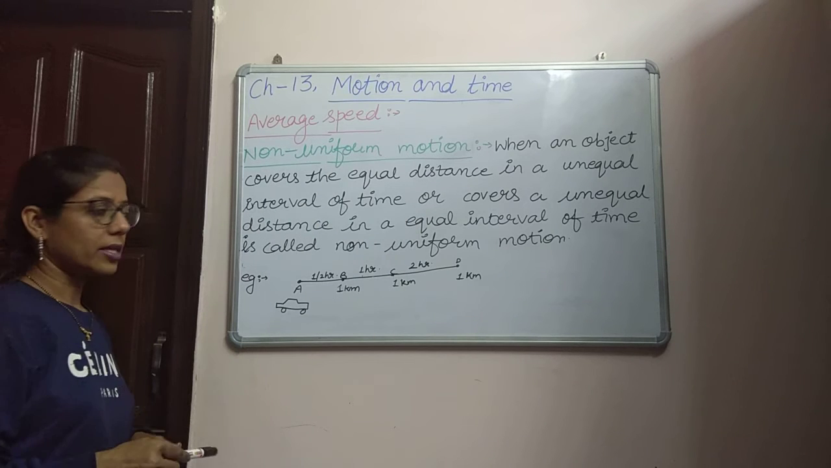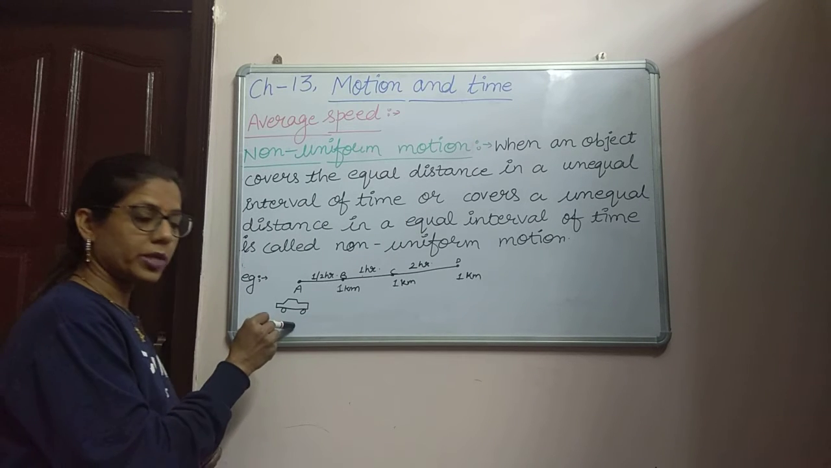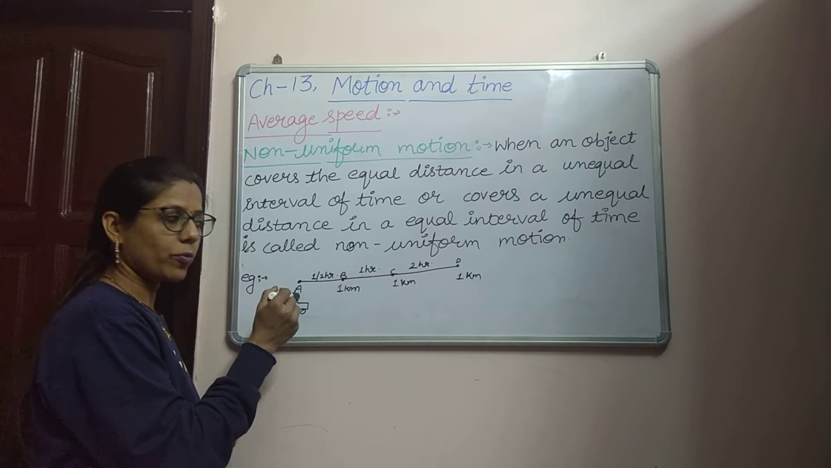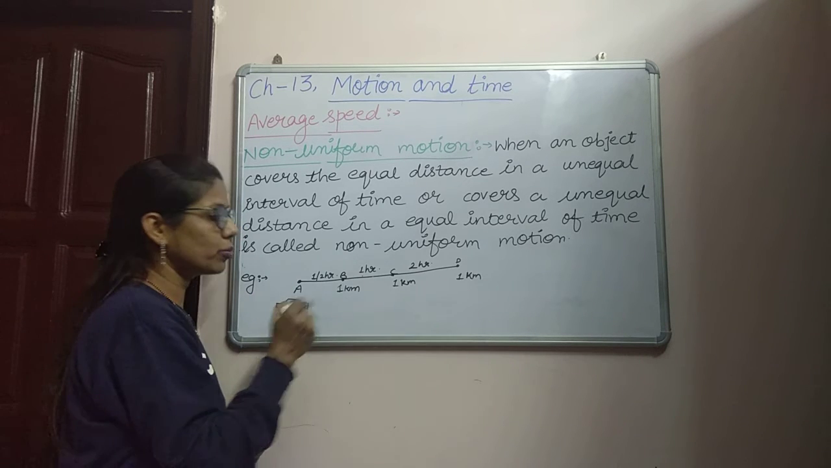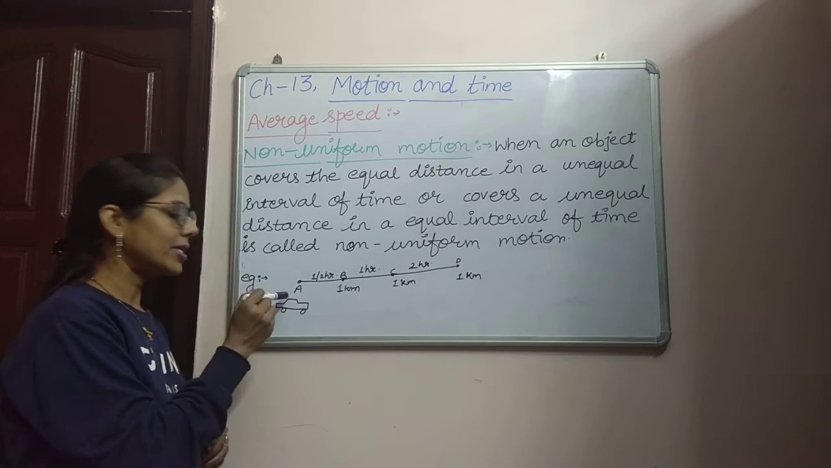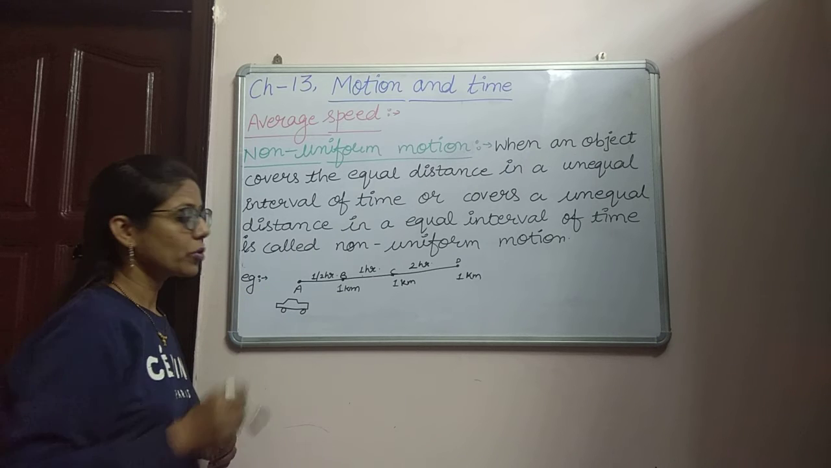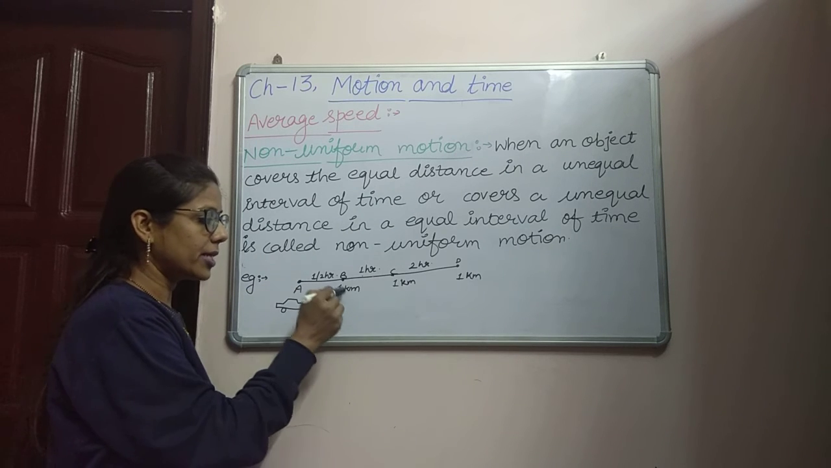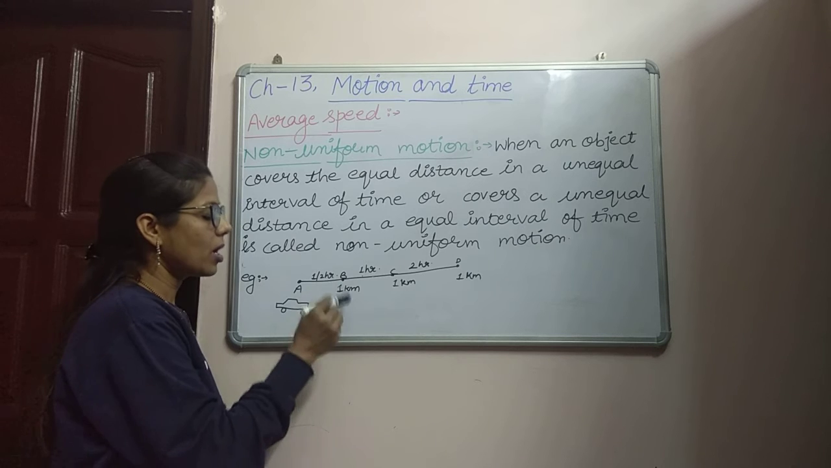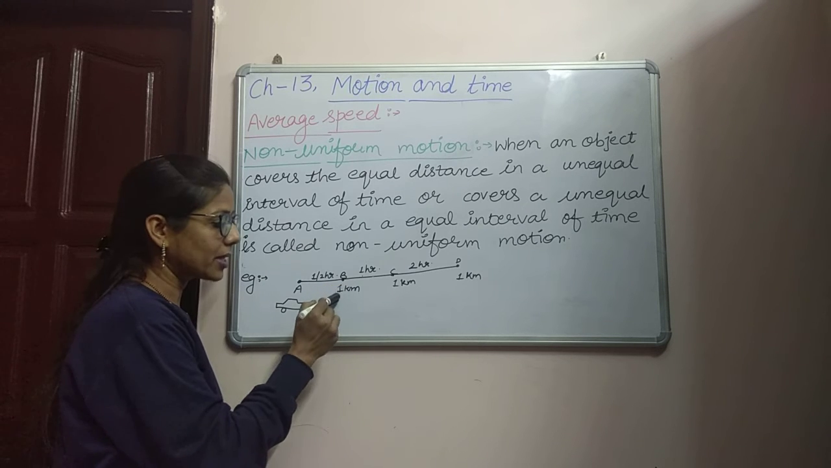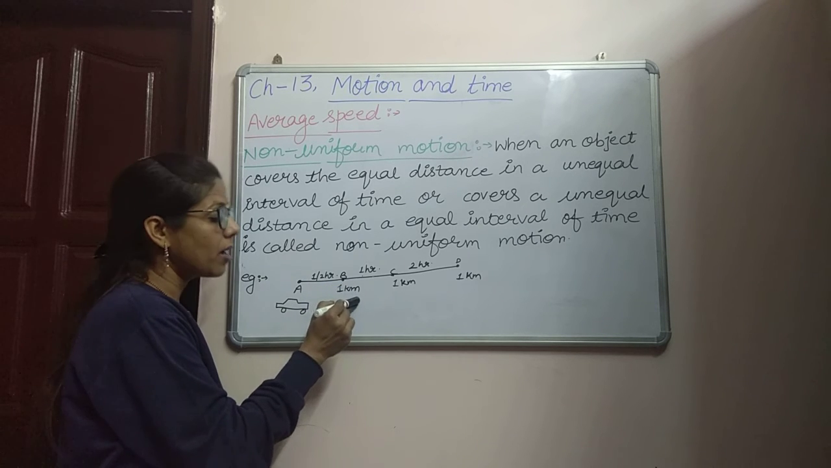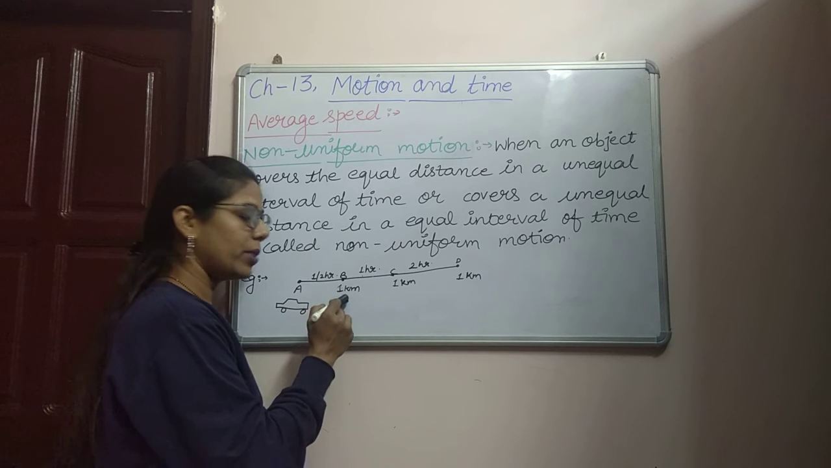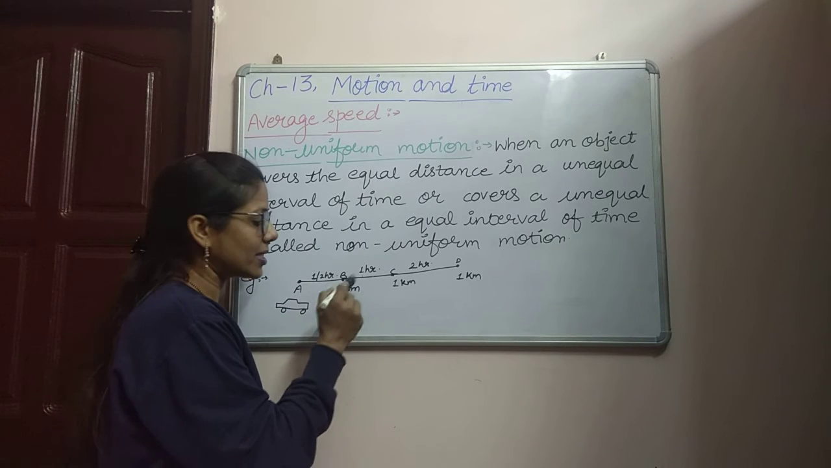You can see in this example, again this is an object and it has to move from point A to D point. It will start its journey from A point. Now it has reached the B point. And for reaching the B point, it is covering 1 kilometer, but it is taking half an hour. After reaching B point, now it will start its journey.